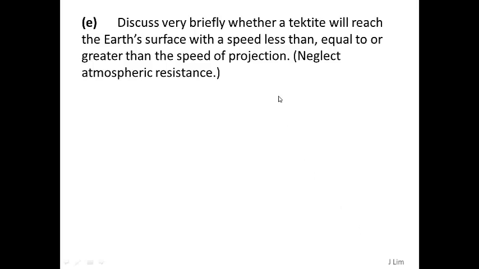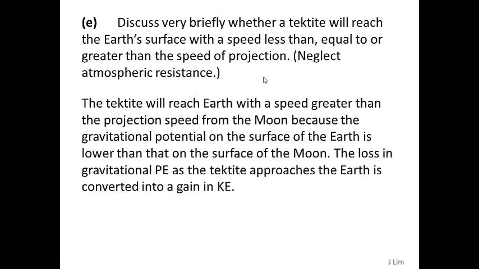Discuss very briefly whether a tektite will reach the Earth's surface with a speed less than, equal to, or greater than the speed of projection. The tektite will reach Earth with a speed greater than the projection speed from the Moon because the gravitational potential on the surface of the Earth is lower than that on the surface of the Moon. The loss in gravitational potential energy as a tektite approaches the Earth is converted into kinetic energy.